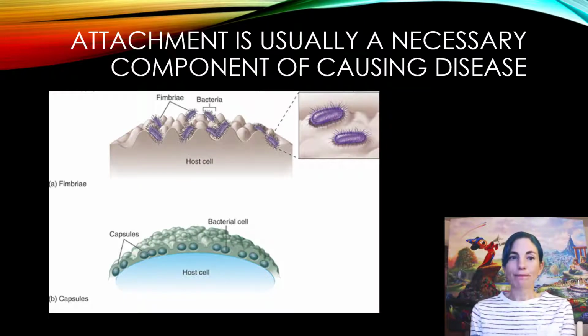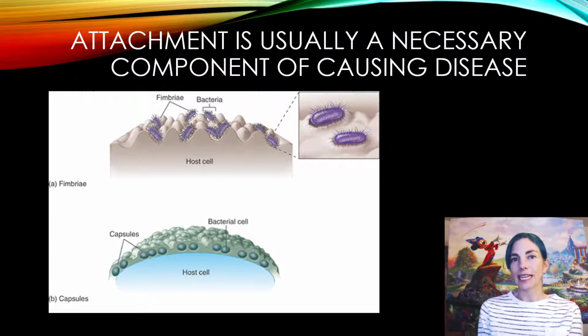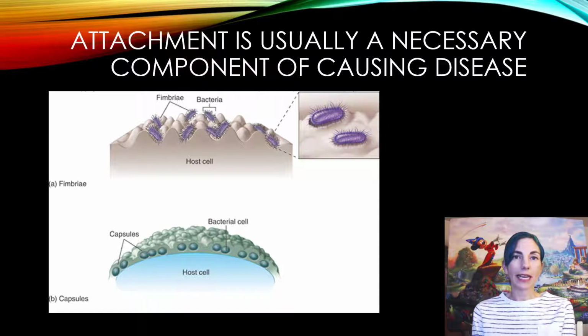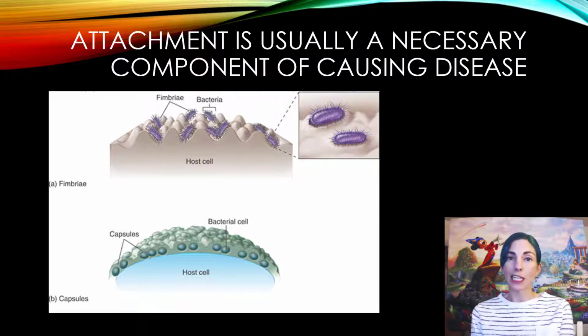Here's another picture that looks at attachment. You can see here fimbria are used to attach, and then sometimes they can use slime layers or capsules also to attach. Those are different mechanisms that bacteria might use to attach to our cells. But again, the important thing is that it's critical.